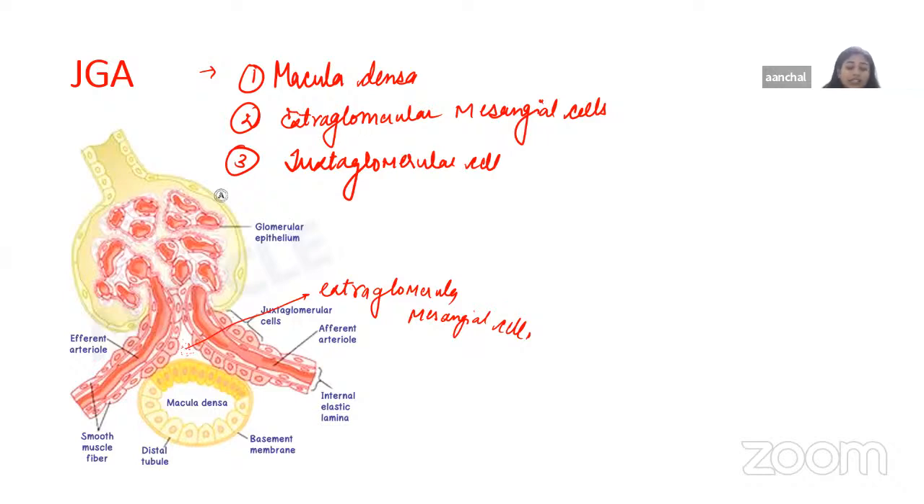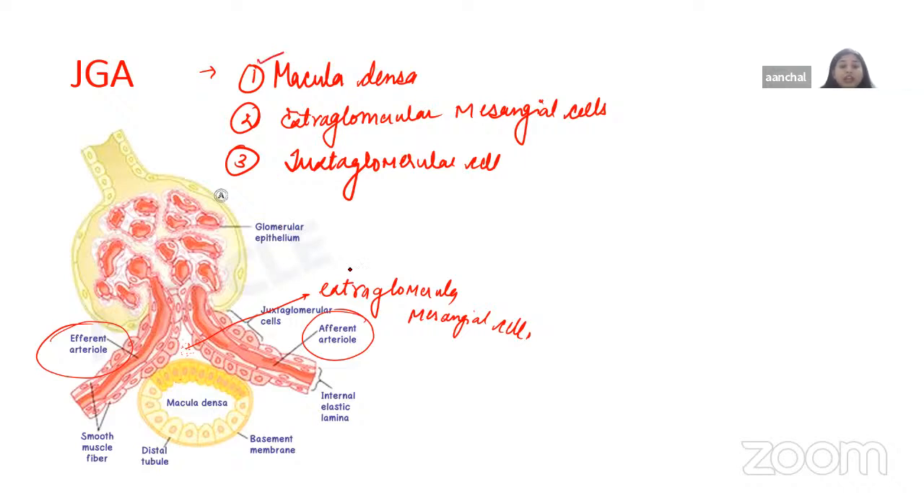Macula densa is the end portion of the thin ascending segment, as we can see, before it opens into the distal convoluted tubule. As we can see in the diagram, it is situated between the efferent arteriole and afferent arteriole of the same nephron, and it is very close to the afferent arteriole. Macula densa is formed by tightly packed cuboidal cells. As we can see, many cuboidal cells are there. So this is about the structure, that is macula densa.